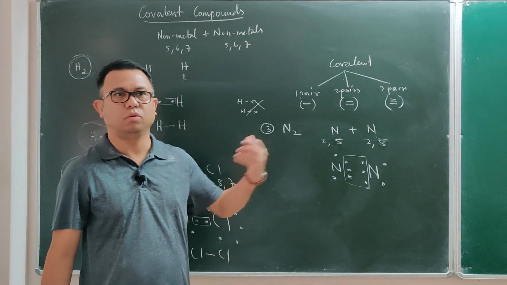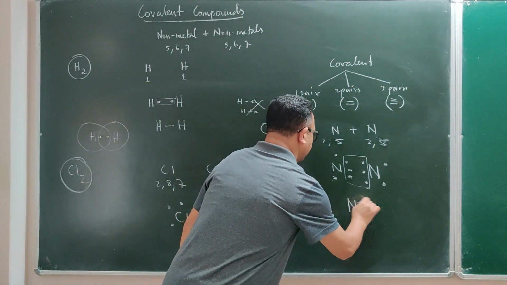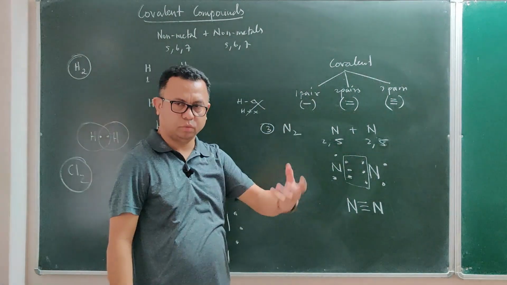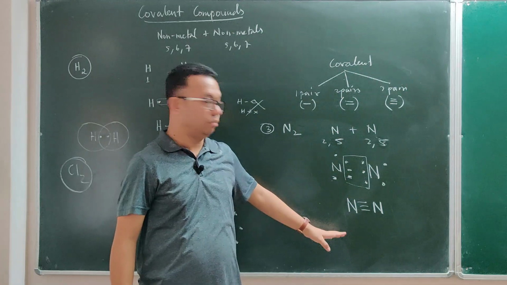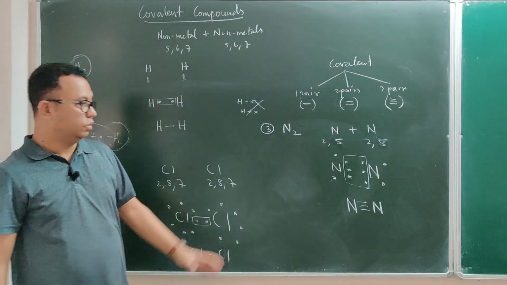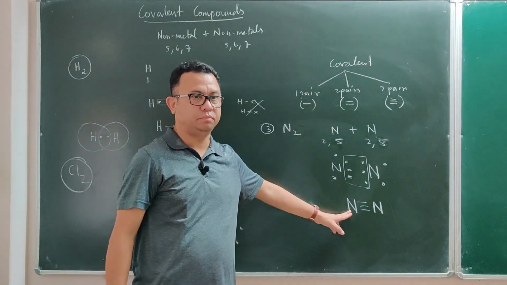Octet configuration. Now both of them are octet configuration, and therefore nitrogen is represented by, now look at this, triple covalent bond. Oxygen, if oxygen was there in the syllabus, it would have been a double covalent bond, but then not there. So nitrogen, triple covalent bond. So this is what is triple covalent bond in nitrogen.